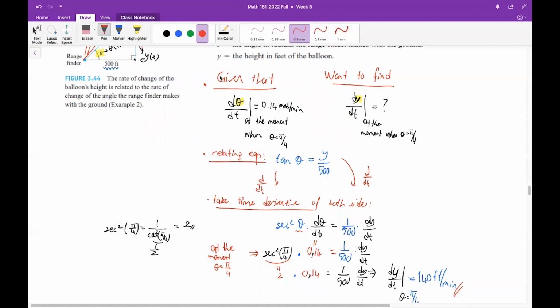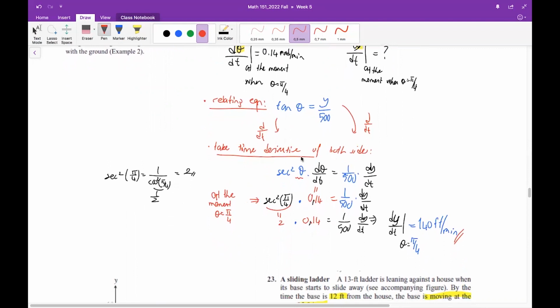We summarize the problem, writing what is given, what is asked. We find the relating equation of the variables that we write here in the previous step, and then we take the time derivative of both sides, and then this can be counted as the last step, and then we insert the particular moment to solve for the only unknown.